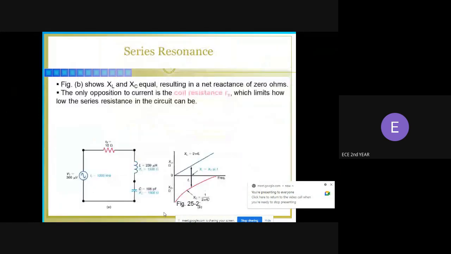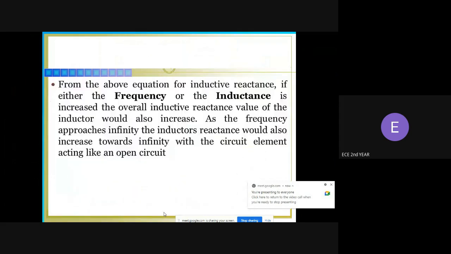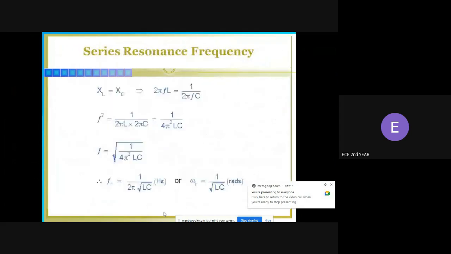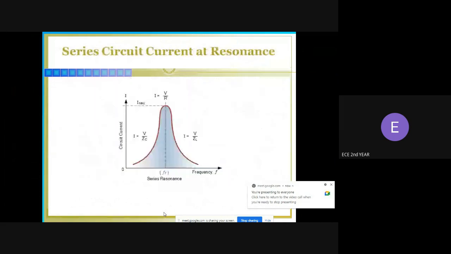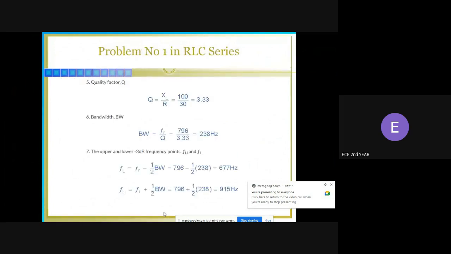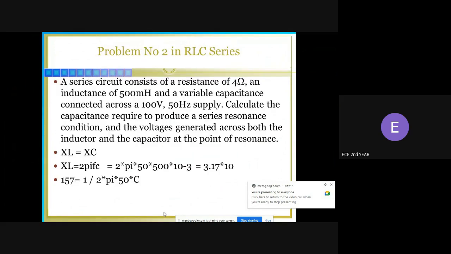I think now you have some idea about how to solve the problems in a series RLC circuit. So you can take it as one workout by your own. This is problem number 2.